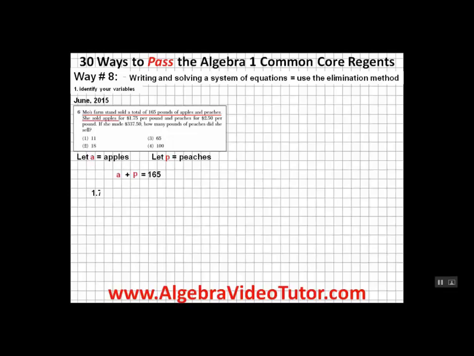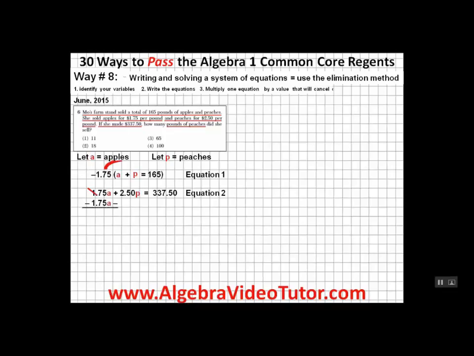She sold apples for $1.75 per pound and peaches for $2.50 per pound. If she made $337.50, how many pounds of peaches did she sell, with writing the equations being the second step? The third step would be to multiply one equation by a value that will cancel out one variable when adding the two equations together. After combining whatever is left over on both sides of the equation and solving for the missing variable, you will end up with the correct answer.